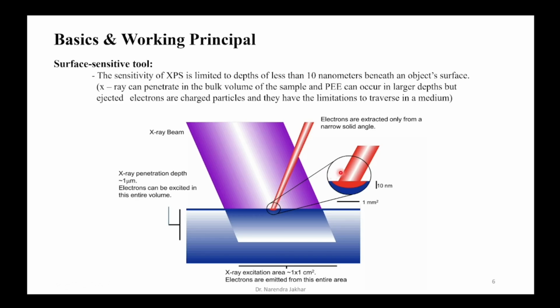And this is a zoomed view. Here you can see this red part is up to 10 nanometers, or 3 to 4 atomic layers, and the electrons are coming out from a very small solid angle, and this area is 1 millimeter square. So a very small area and a very small depth is what is observed from XPS, and these electrons are extracted only from a narrow solid angle.